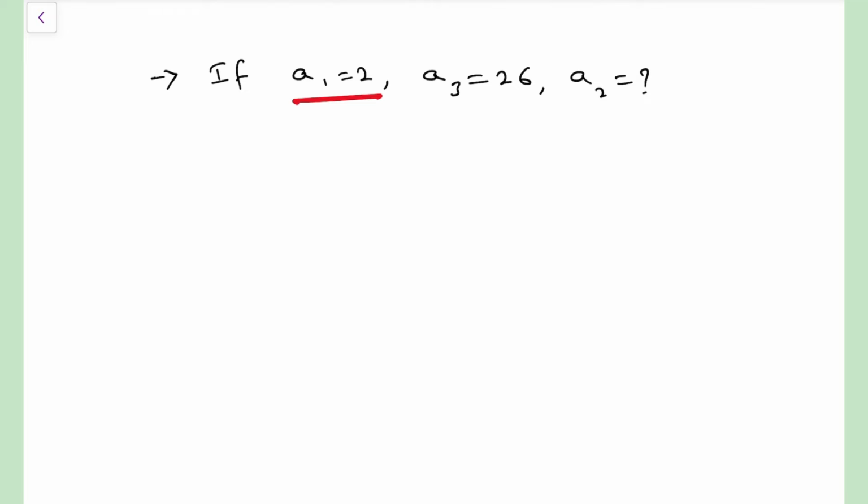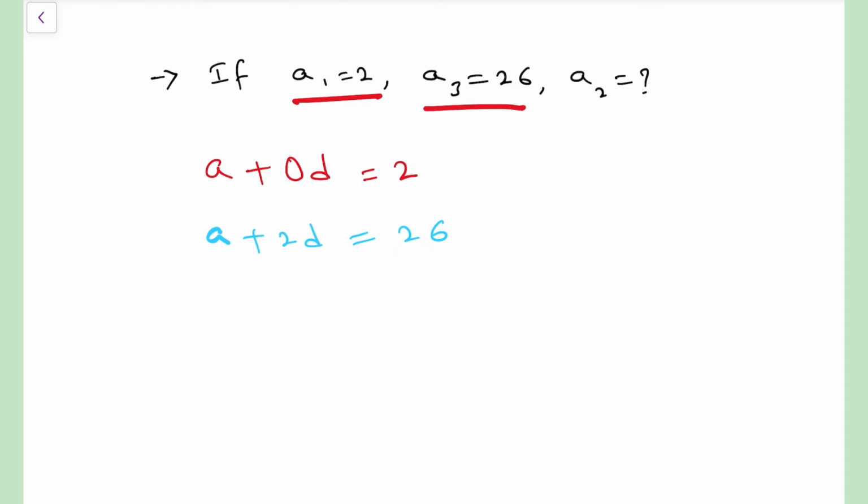a1 is a plus 0d, which is equals to 2. Of course, even if you don't write 0d, nothing will happen. Next, a3 equals 26. a3 is a plus 2d, that is equals to 26.